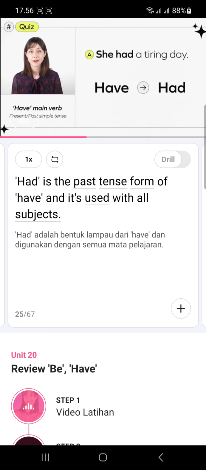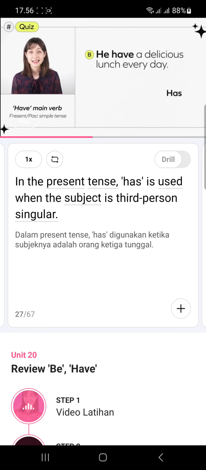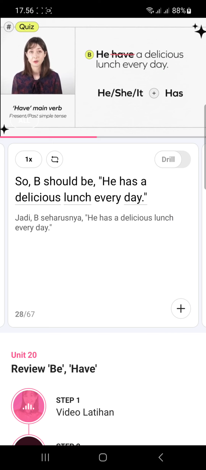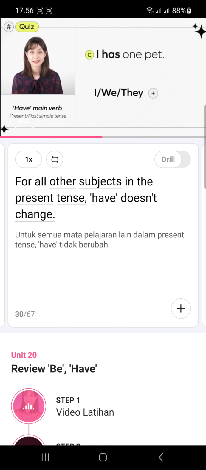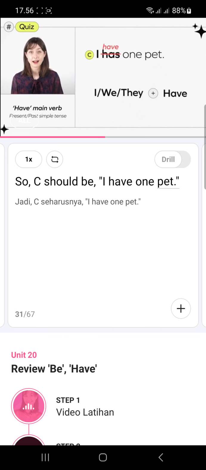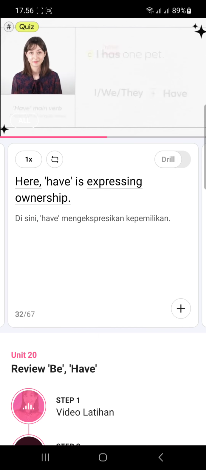Had is the past tense form of have, and it's used with all subjects. Have can be used with events like days, so this is a perfect sentence. In the present tense, has is used when the subject is third person singular. So B should be, he has a delicious lunch every day. Here, has is expressing the action of eating. For all other subjects in the present tense, have doesn't change. So C should be, I have one pet. Here, have is expressing ownership.